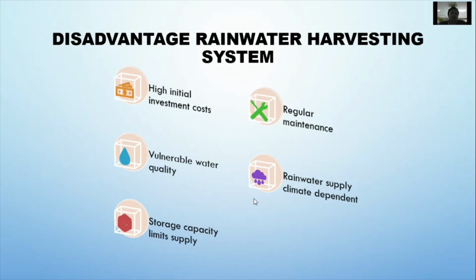Next, we look at the disadvantages of the rainwater harvesting system. The rainwater harvesting system has a high initial investment cost. The system must be scheduled with regular maintenance, and is vulnerable in terms of water quality, rainwater supply, climate dependence, storage capacity, and limited supply.